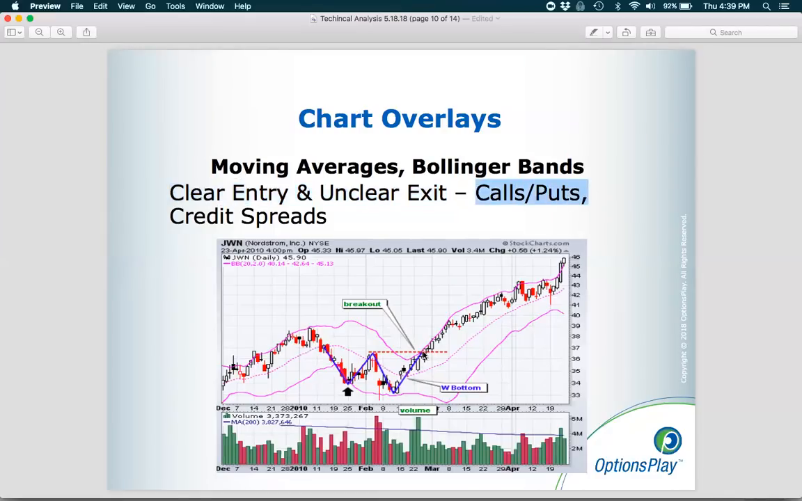So for example, if you have a breakout, you usually have a quick move in one direction or another. That's when you want to maybe use a call or a put, buying a call or a put. Or, a lot of times the Bollinger Bands give you an idea as far as when the price has moved to an extreme and it's likely going to come back or reverse back to the mean.